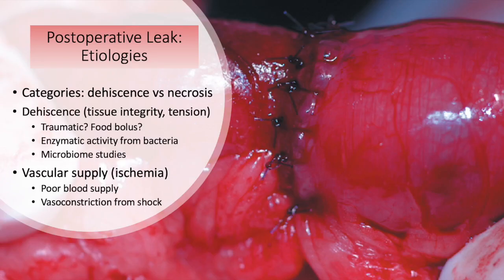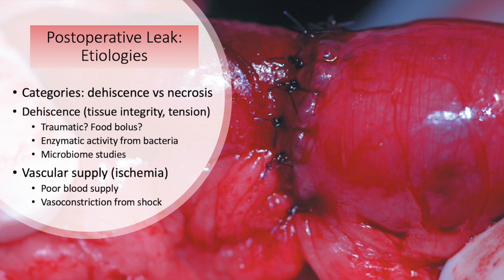Leaks happen either because of dehiscence or necrosis. The ends pull apart where there is poor tissue integrity, tension, or trauma. Some postulate enzymatic breakdown of the bowel ends from intestinal flora. And this is supported by the notion that preoperative oral antibiotics have been associated with decreased leak rates. Microbiome studies may help elucidate the bacterial balance needed to heal an anastomosis.